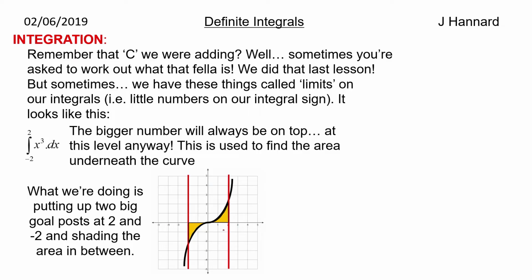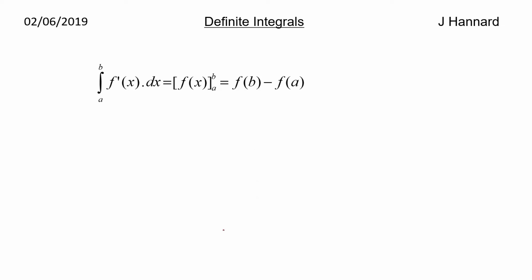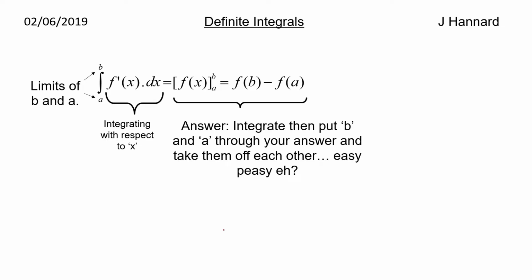But hey ho. So there you go, the integral between a and b of f dash of x, which is just another way of saying dy dx if you remember the differentiation lesson, dx, is equal to f of x put between the limits of b and a. So we're obviously going to have to find out what f of x is through integration, which equals f of b minus f of a. So those b and a are the limits of integration. We have the integrating with respect to x as we had in the last lesson, and basically what we do is we integrate, then put b and a through and subtract them off each other. So that's exactly what we need to do.